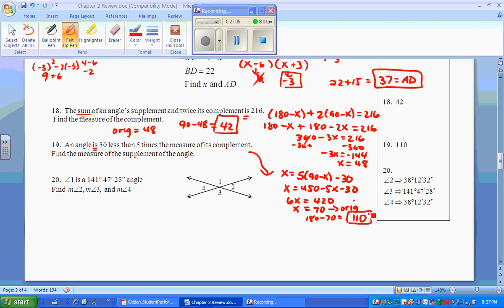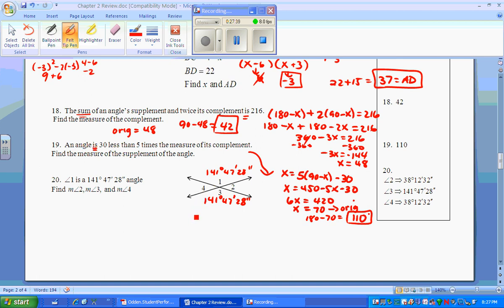And last but not least on this page, number 20, we've got angle 1 is 141 degrees, 47 minutes, and 28 seconds. So that's easy, because that means angle 3 is 141 degrees, 47 minutes, and 28 seconds. 2 and 4 are also the same because they're vertical angles to each other. But the problem with that is adjacent angles add to 180.